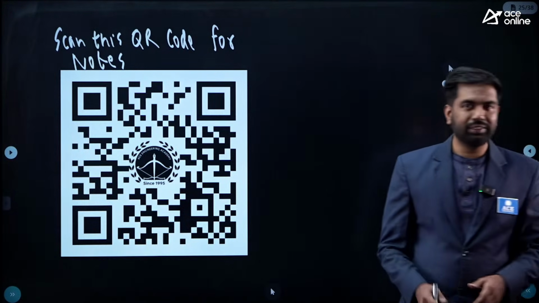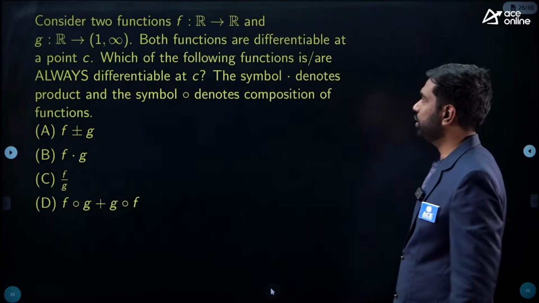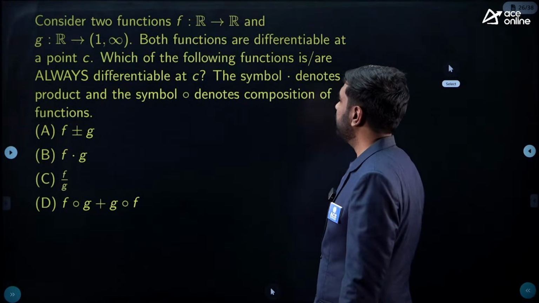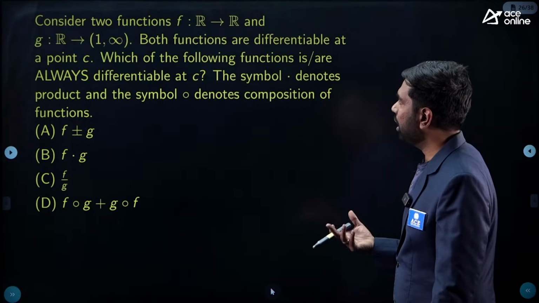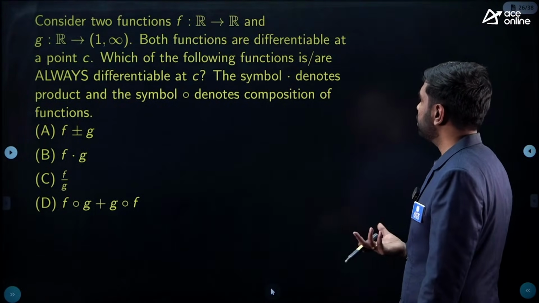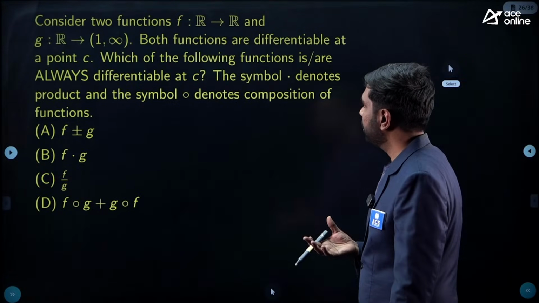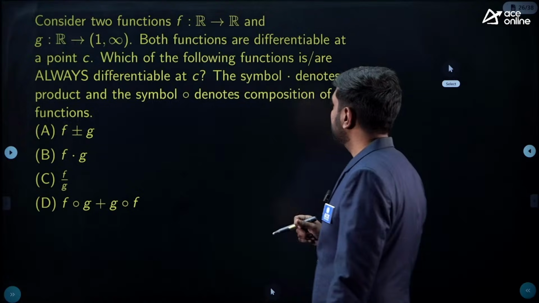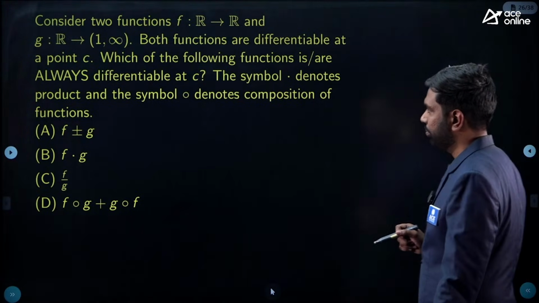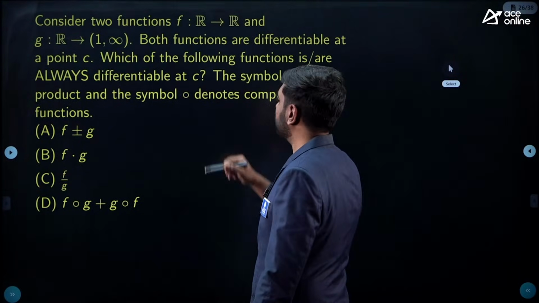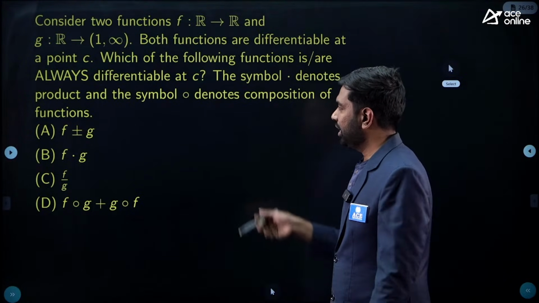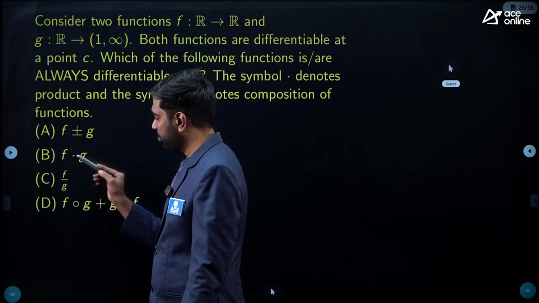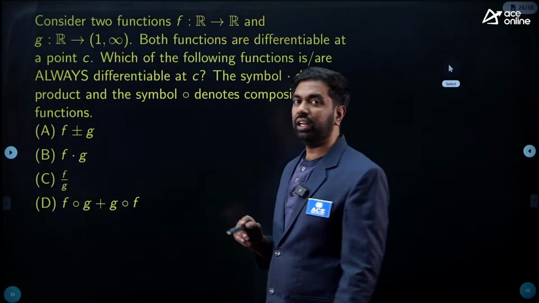Okay, so let's start with the first question for today's session. It says, consider two functions. One is f from R to R, and g is from R to [1, infinity). Both functions are differentiable at a point c. Which one of the following functions is/are always differentiable at c? The symbol dot denotes the product, and the symbol circle denotes the composition of the functions. And they gave the functions like f plus or minus g, f into g, f by g, and f circle g plus g circle f.